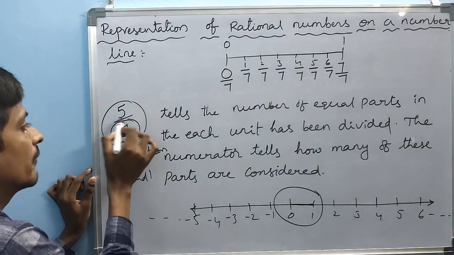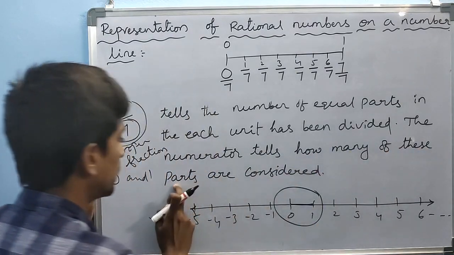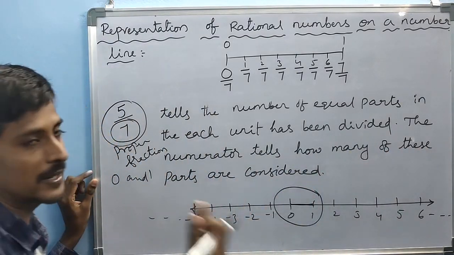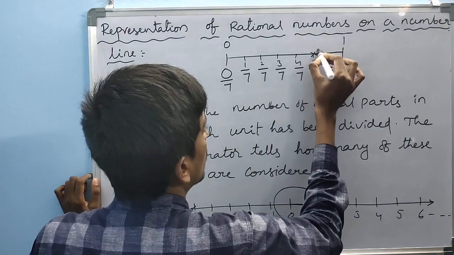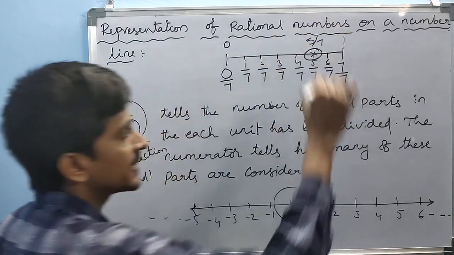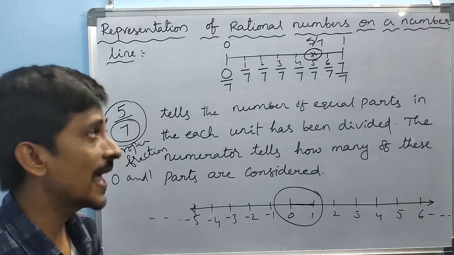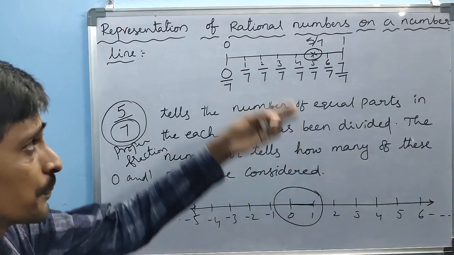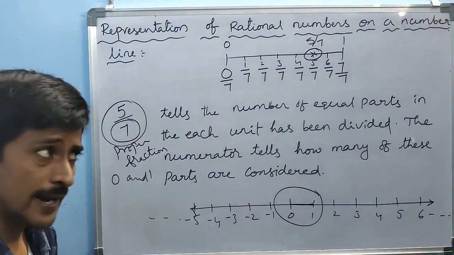Okay. Now, the numerator tells how many of these parts are considered. How many parts do you need? 5. So the 5th. This is our 5 by 7 value on a number line. So like that you can find every rational number on a number line.